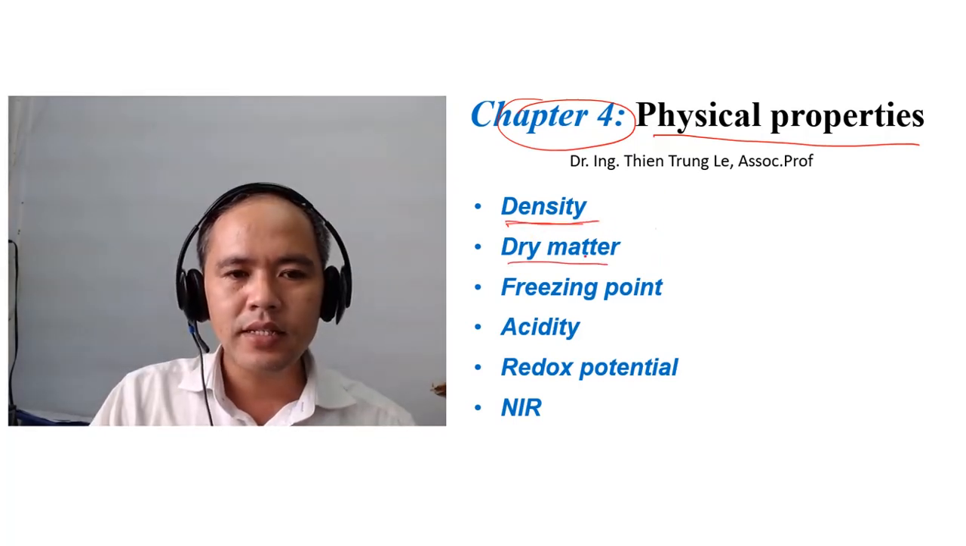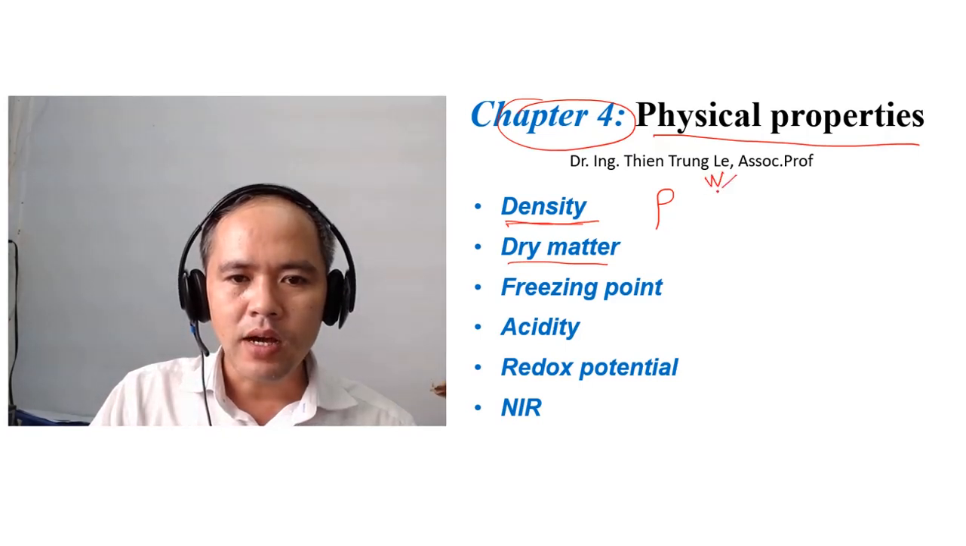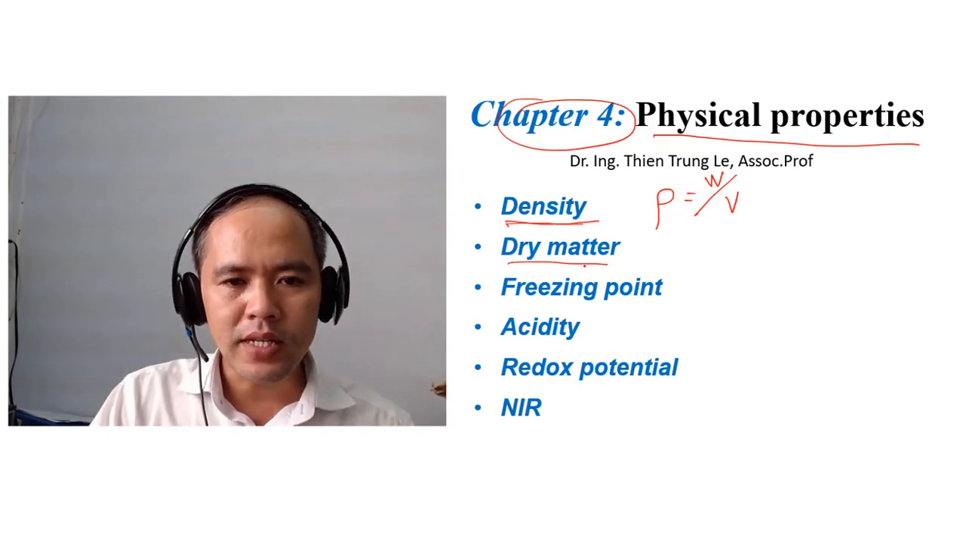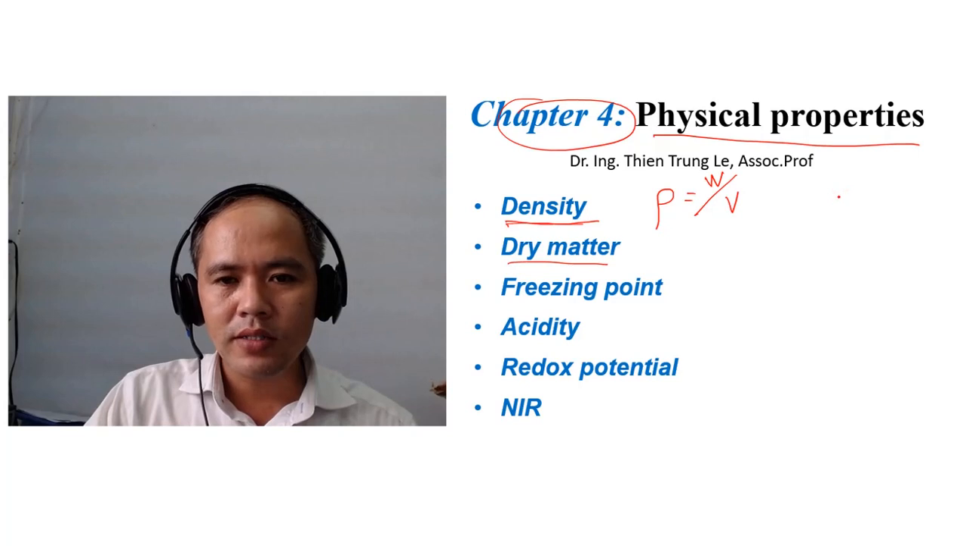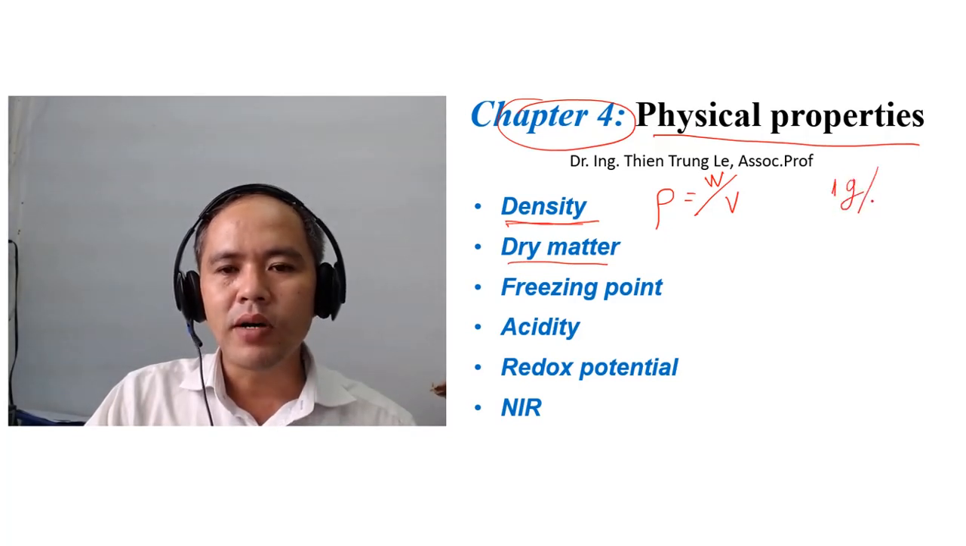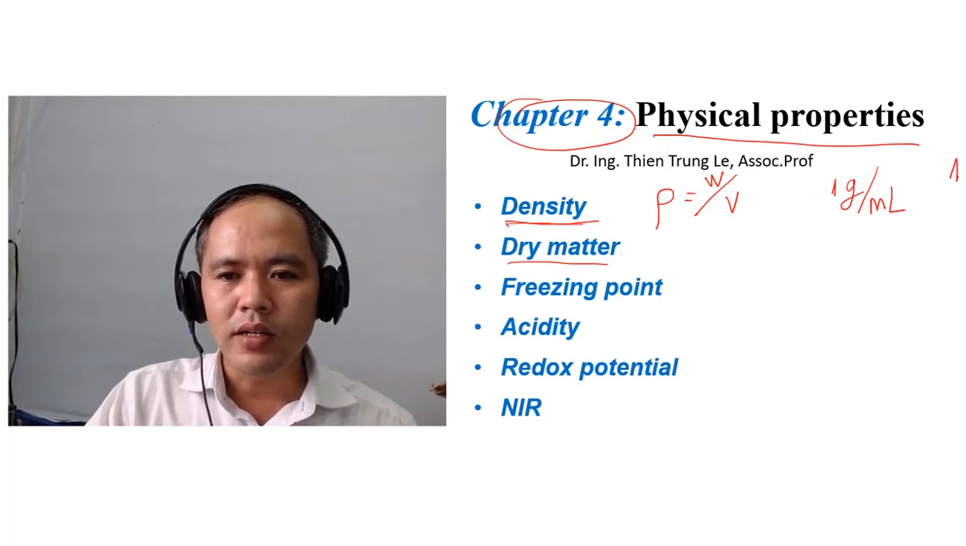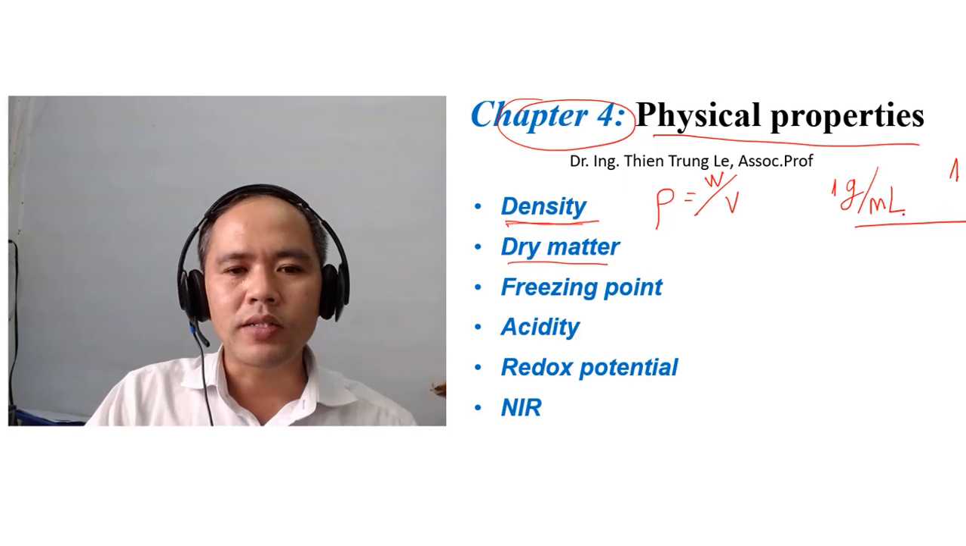The density is the mass or the weight of a unit volume. Okay, this is density. For example, the density of water is 1 gram per milliliter, or 1 kilogram per liter at 20 degrees C. For example, this is the density of water.